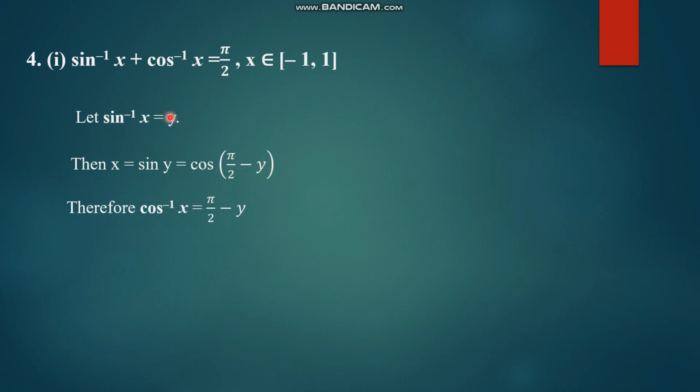Now if I take cos to the left, I will get cos inverse x is equal to pi by 2 minus y. But what is y? Y is sin inverse x. So it can be written as pi by 2 minus sin inverse x. And when you take sin inverse to the left side, we have already cos inverse here. So sin inverse x plus cos inverse x is equal to pi by 2. So this is again one of the important results.